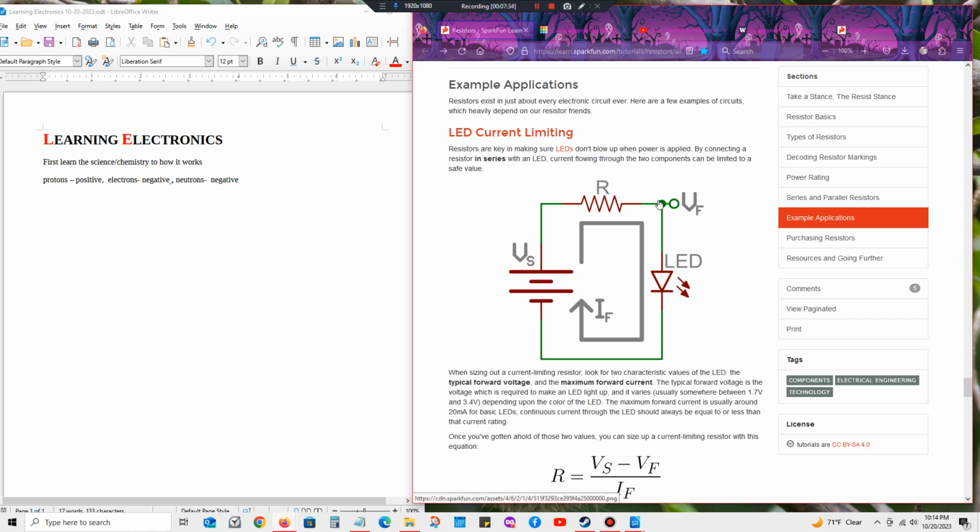So that's a resistor. I don't know what that is. That might be the power. Don't know what that is, and that's the LED.